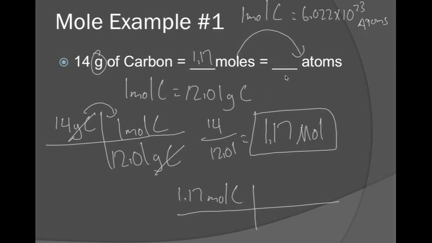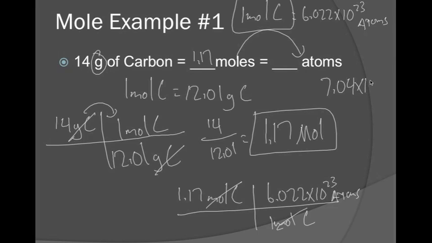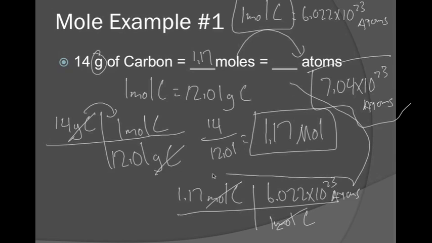So all we do is we set this up. We can go easily to atoms. Since mole is right here, we'll put mole on the bottom. So we put 1 mole of carbon on the bottom, and we put 6.022 times 10 to the 23rd atoms. Since it's on the numerator and the denominator, they cancel each other out. We go ahead and multiply this out, and we would get 7.04 times 10 to the 23rd atoms of carbon. Okay, hopefully we can see the work that we did.